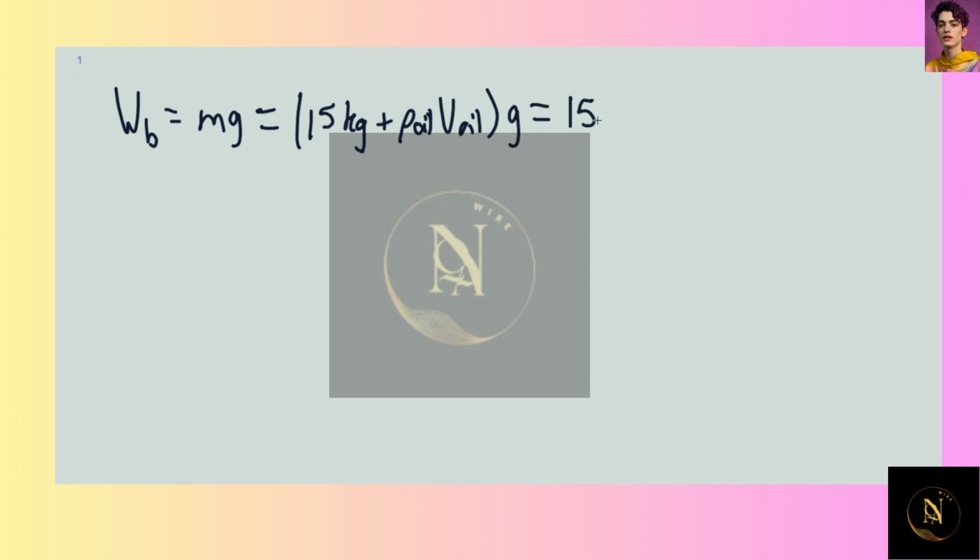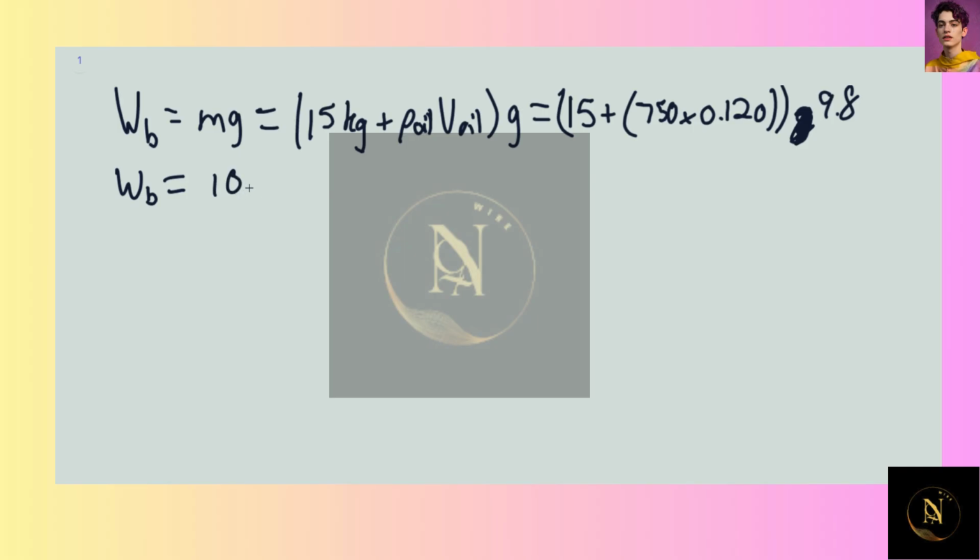This is going to be 15 plus 750 kilograms per meter cubed times 0.120 meter cubed, times g, or rather times 9.8, the acceleration due to gravity. And we find that the weight of the barrel here is going to be 1,029 newtons. So again, the weight of the barrel plus the weight of the oil inside the barrel is going to equal the weight.